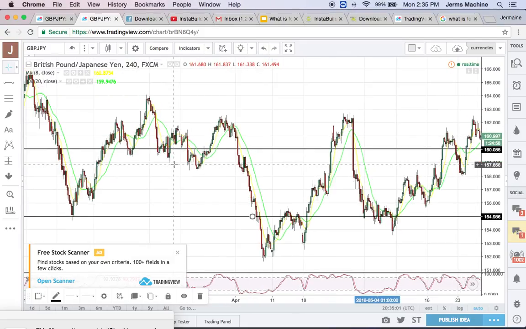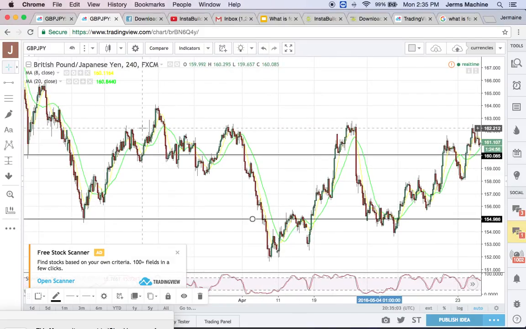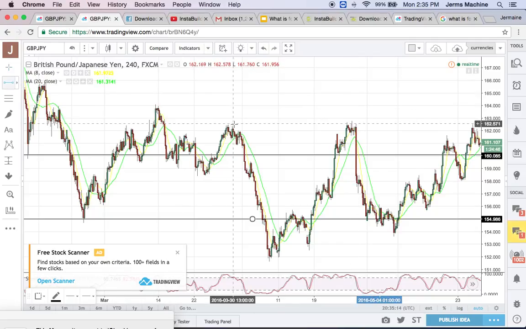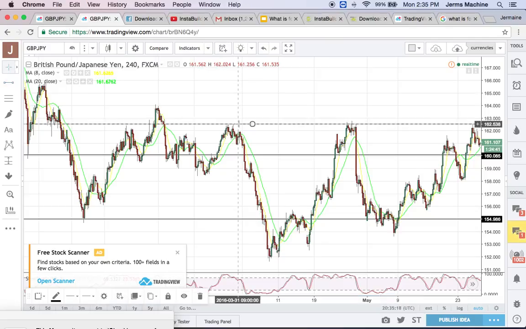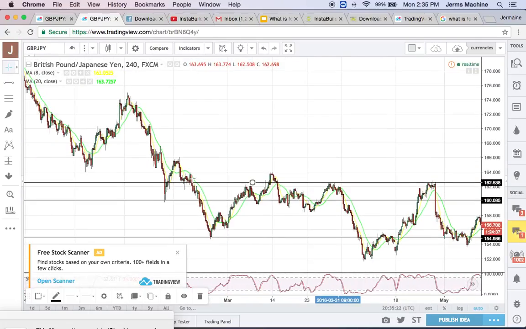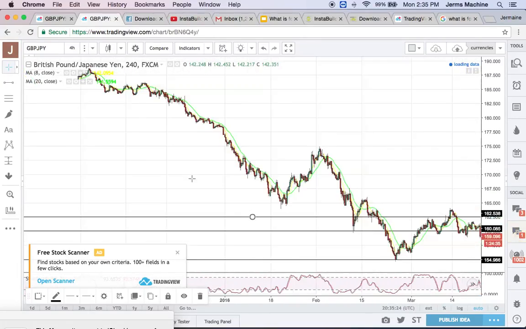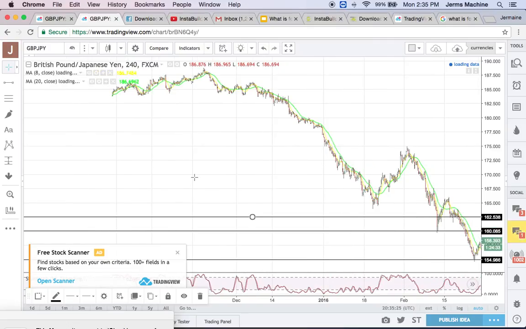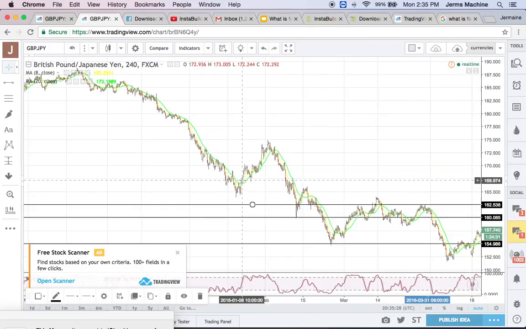Okay, this area here is definitely a resistance area. You can see it stopped price here, here, and here. I want to mark that because in the future, if price gets there, it'll probably stop it again. So I'll put a line right there, and I just scroll back. I'm just building up my history on this chart.